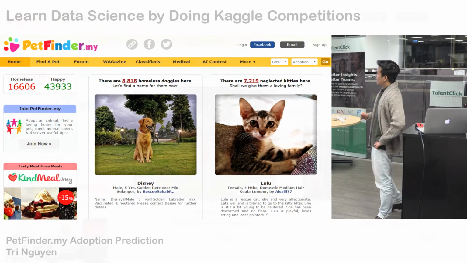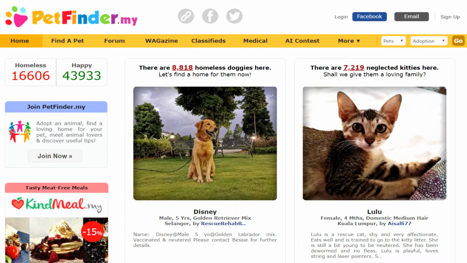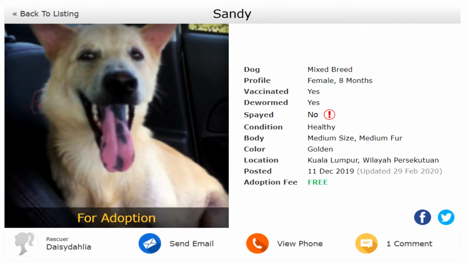So here's what the website looked like for PetFinder.my. As you can see, at the time that I took the screenshot, there are around 16,000 homeless pets looking for adoption. And I believe that there are only two types of pets on this website, dogs or cats. If you click on the profile of a pet, you'll be able to see the pictures, the breed, the health information, as well as the color, the location, and also the adoption fee. Some of the pets would be free to adopt, while some would cost money to do so.